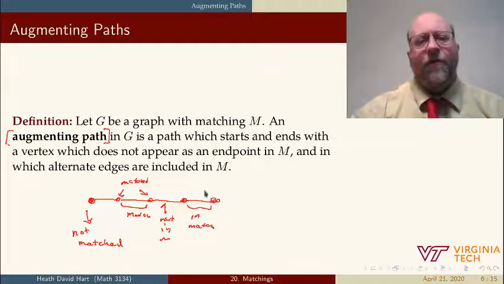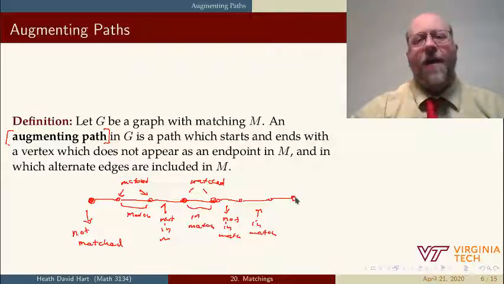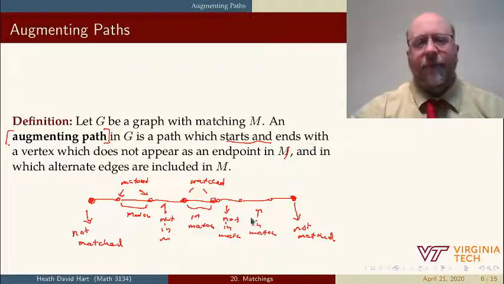And so these 2 vertices are matched together. And so on and so forth, alternating between edges that are not in the match, edges that are in the match, but then finally ending on a vertex that's not matched. It starts and ends with a vertex that does not appear in the matching, but every alternate edge is included in the matching. I'll show you an example on the next slide.